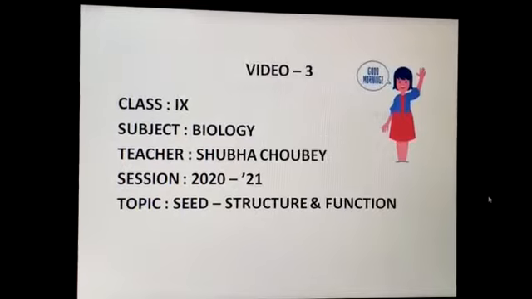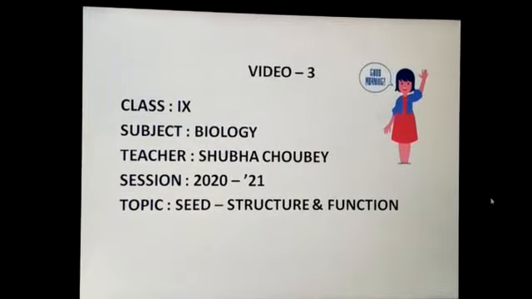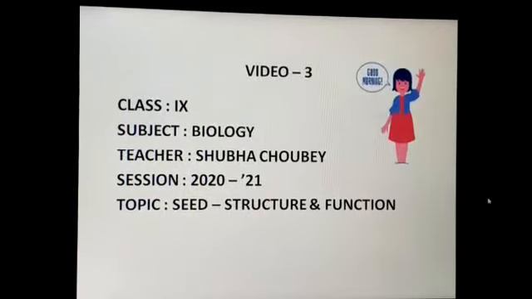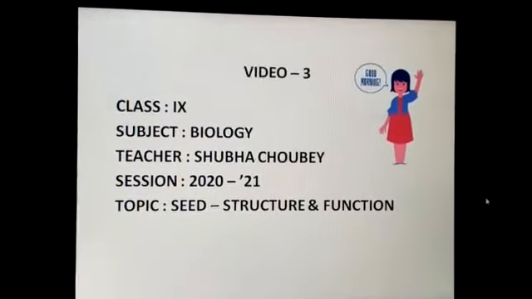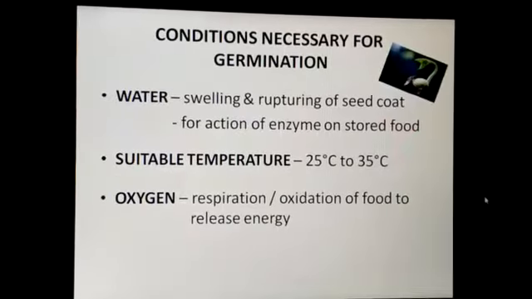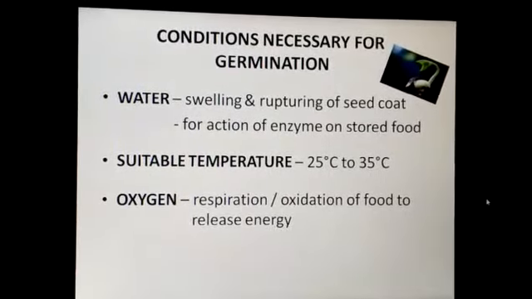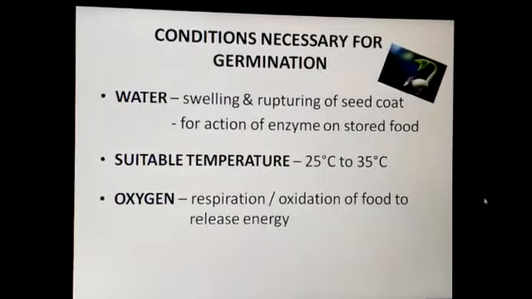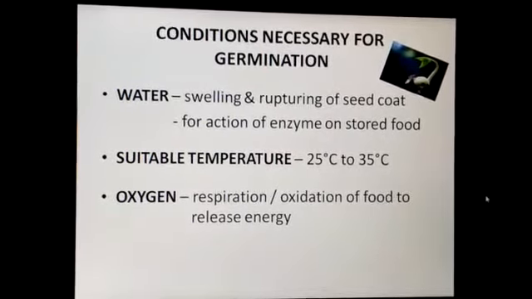Here I am today with the third video of chapter Seed, Structure and Function. Till now, you have studied about the basic structure of seed and function of its various parts. Let us proceed with the conditions necessary for germination of seeds. There are three basic conditions which are required for germination: water, suitable temperature, and oxygen.